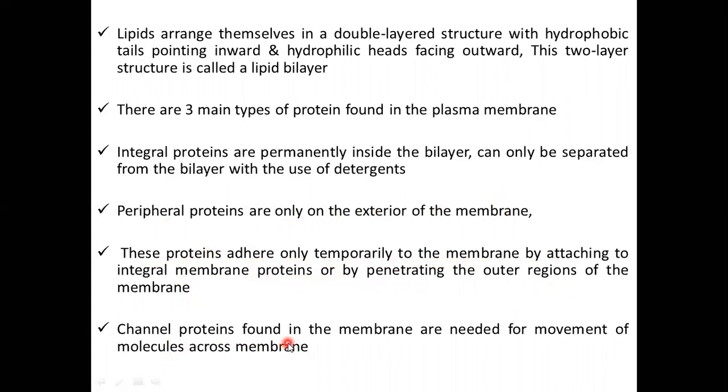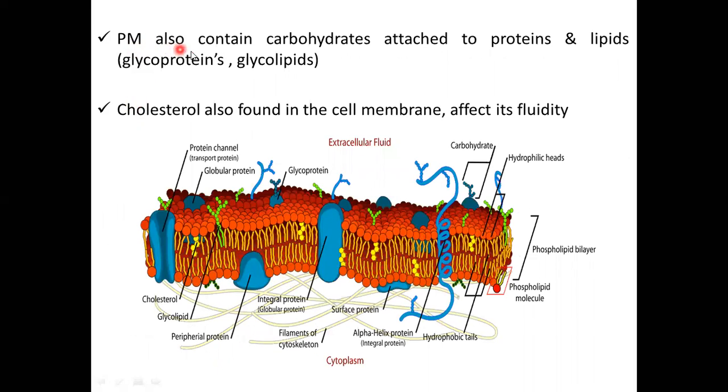Next is channel proteins. They are found in the membrane and are needed for the movement of molecules across the membrane. So channel proteins are present inside the membranes, which helps in the movement of molecules across the membrane. The plasma membrane also contains carbohydrates, which are either attached to proteins or lipids, known as glycoproteins and glycolipids. Cholesterols are also found in the cell membranes, which affect the fluidity of the cell membrane.